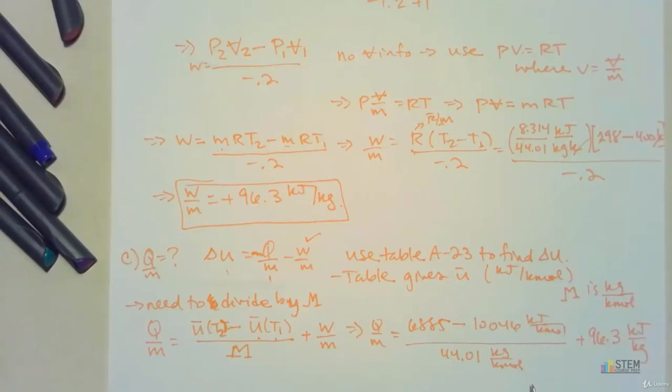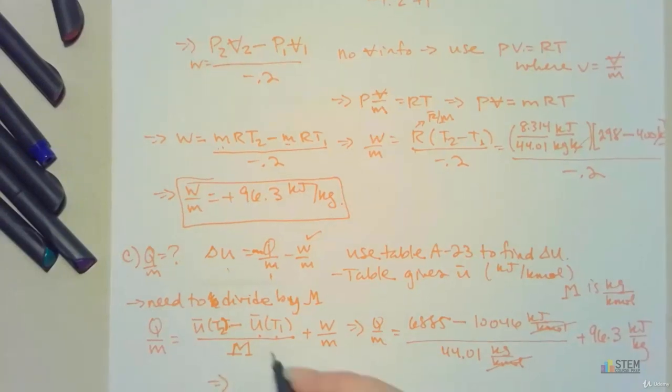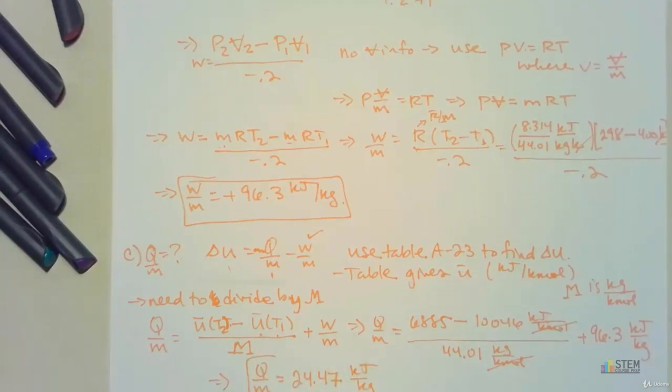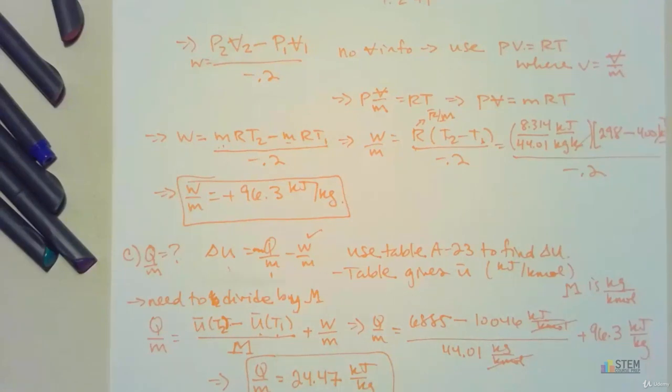Now let's do our unit check, make sure it looks right. We've got kilojoules per kilomole over kilograms per kilomole. These kilomoles cancel out. Now we have kilojoules per kilogram, which is perfect because that's what we need to add to this term. Just what we wanted. Last thing for chapter 3, let's write the answer. So Q over M is going to be a positive 24.47 kilojoules per kilogram. And there we have it.